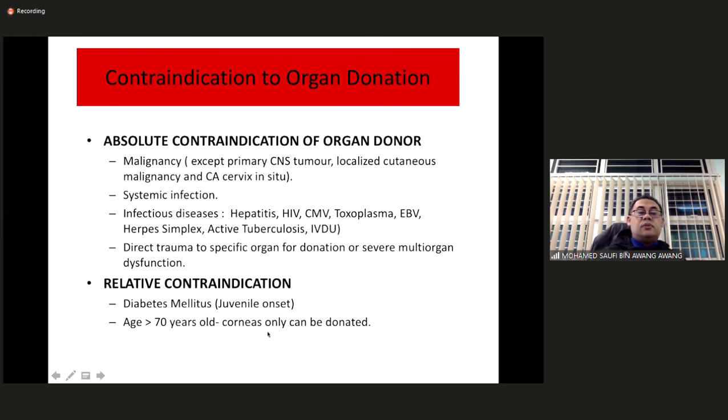So, what are the conditions? Contraindication to organ donation? It's absolute contraindication when there's a malignancy, except for CNS. As I mentioned to you, the boy. Okay, because CNS tumor ni, one thing about a brain tumor is that it does not go out beyond the brain usually, okay, except for certain things lah, like germinoma and CNS lymphoma, sometimes it can actually drop mets into the spine, but only central nervous system lah. But it does not go beyond the central nervous system.